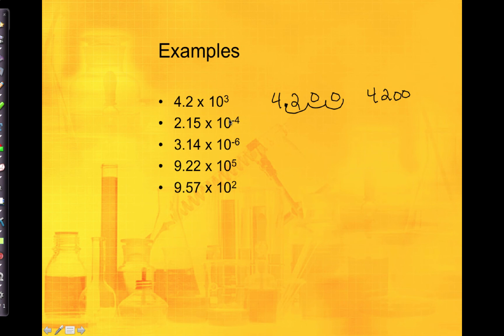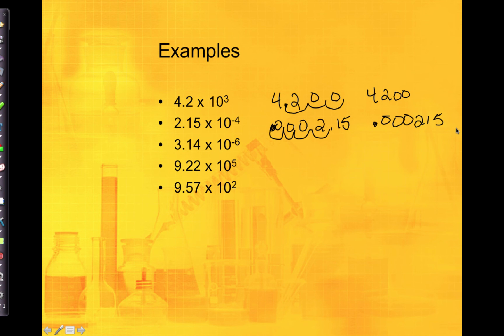Alright, so this one is a negative exponent, so I'm going to move it in the opposite direction. So we've got 2.15 here. I'm going to move it so that the decimal is in the front. So 1, 2, 3, 4. This is a little sloppy, so now I fill in with zeros. So it's 0.000215.